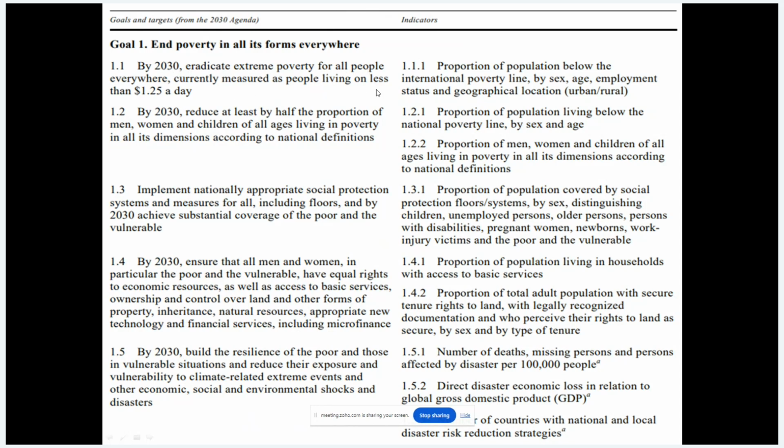as people living on less than $1.25 a day, or maybe decided at any point of time, it can be changing also. So the SDGs have been designed up to 2030. So it is written here also, 2030 agenda. In the same way, you have these targets on the left side. These are the targets for goal 1.